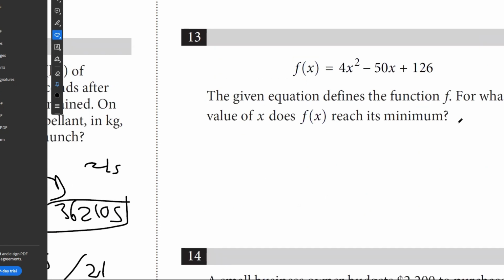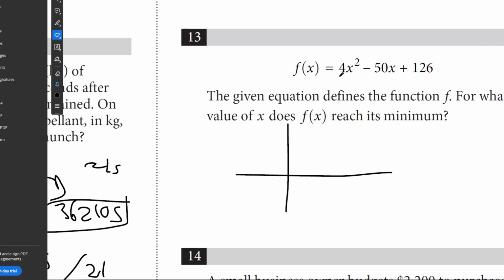The given equation defines the function f. For what value of x does f of x reach its minimum? So okay, it's asking when it reaches its minimum. I actually solved this question in a previous video in my shorts. You can also watch that.